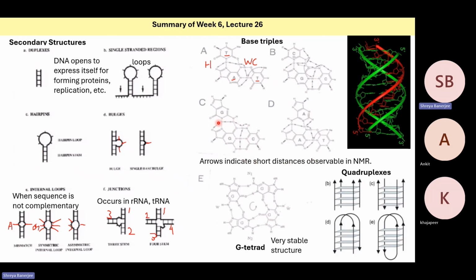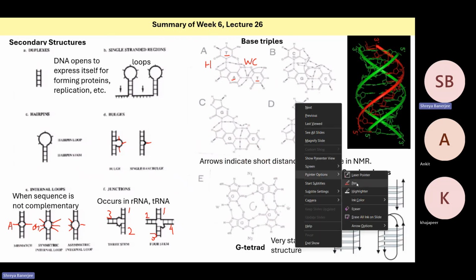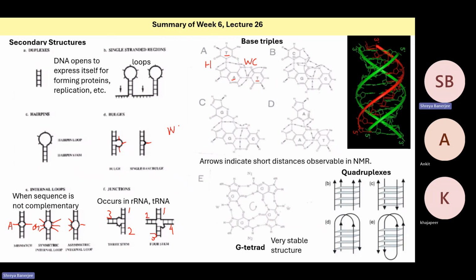So these are the peaks observable in NOESY, and from the NOESY peaks we already know we can calculate the distance. NOESY intensity is directly proportional to 1 by r to the power 6. So from the intensity of the NOESY peak, we can calculate the interatomic distance and find the structure accordingly.